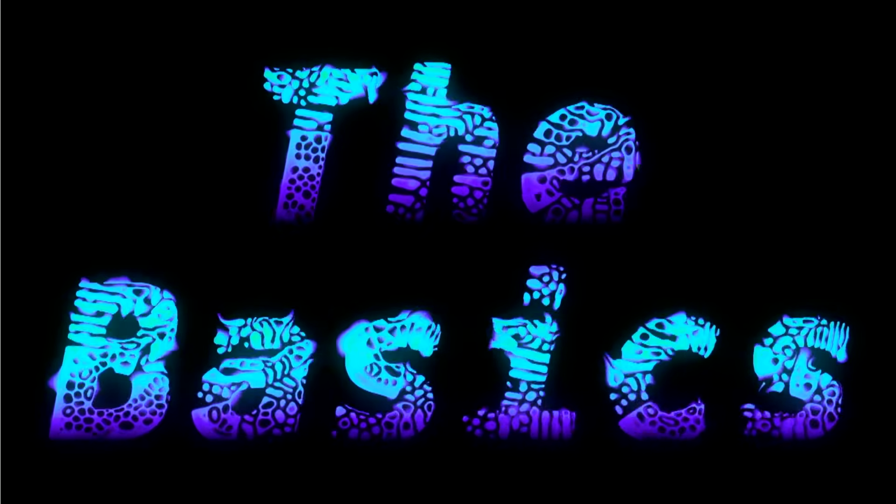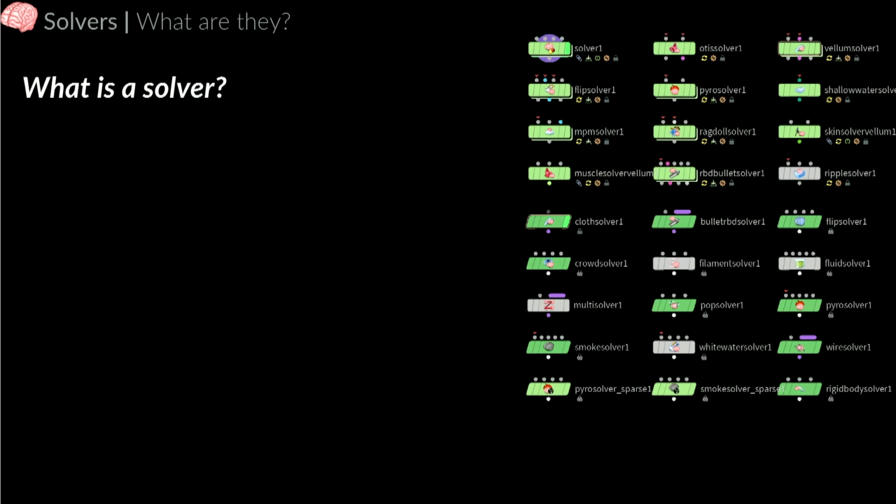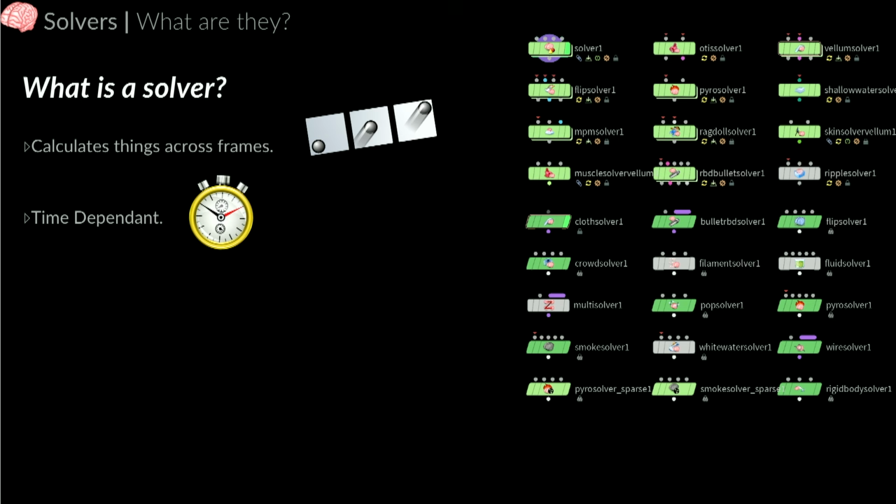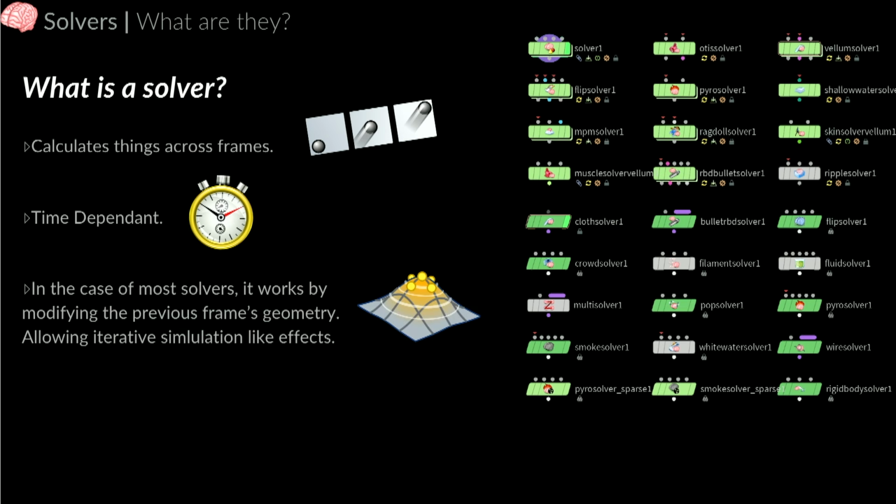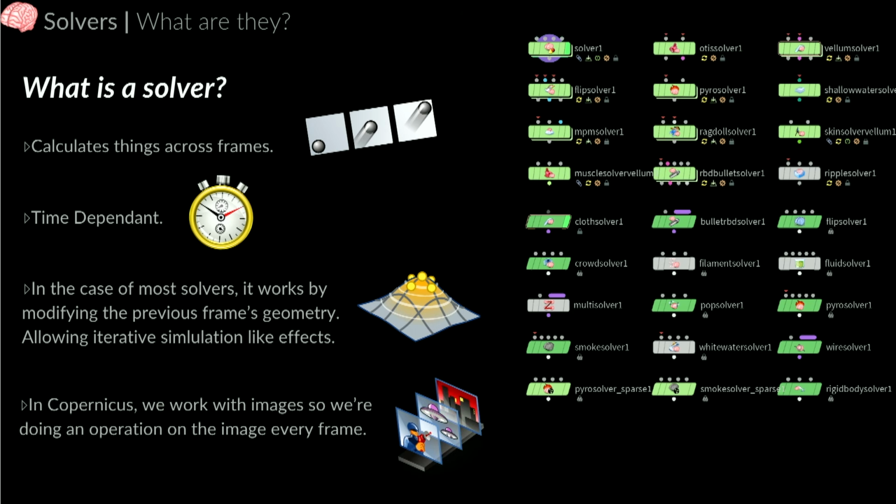So, yeah. First, let's cover the basics. I'm sure a lot of you already know what Copernicus and solvers are, but let's just get a baseline level of understanding. So what is a solver? Basically, solvers are special nodes which calculate things across frames, which means that they're time-dependent nodes. In the case of most of these examples here on the right, it works by modifying the previous frame's geometry, which creates simulation-like effects. And in Copernicus, we work with images, so we're doing an operation on the image every frame, and they're also mostly green.